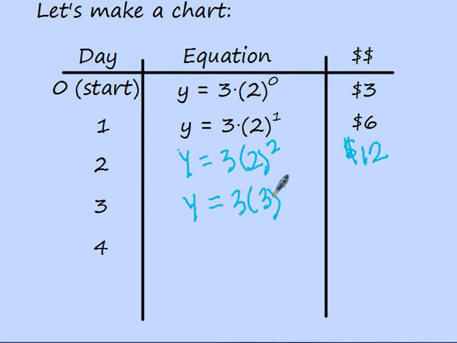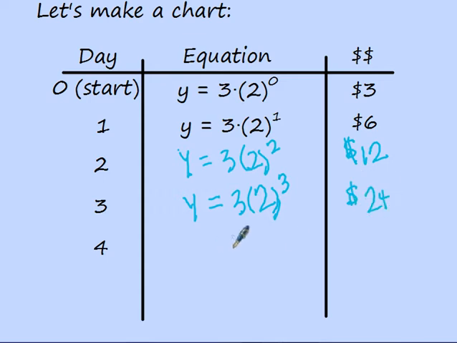The next day. Oops, I accidentally put a 3 right there. I would take 2 to the third power because 3 days have passed. 2 to the third power, which is 2 times 2 times 2, would give me 8. 8 times 3 gives me 24.